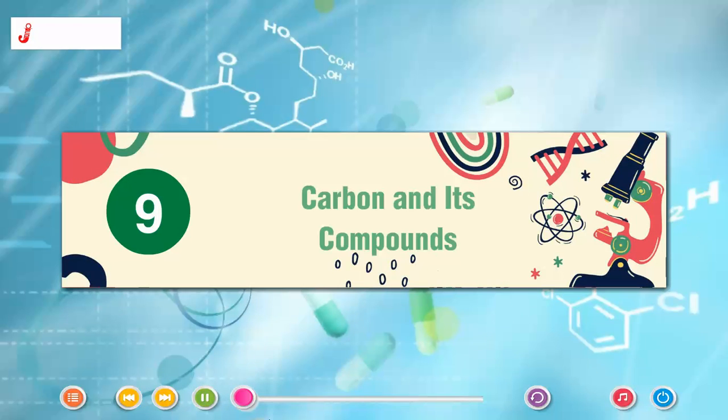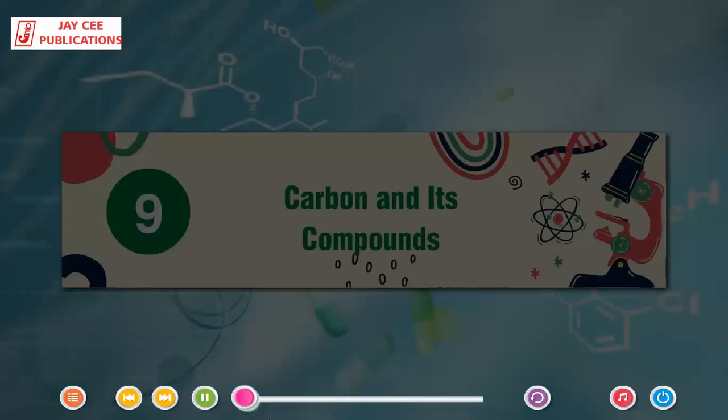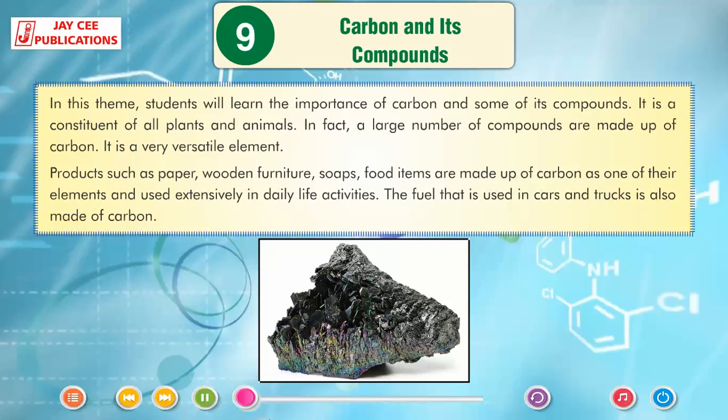Chapter 9, Carbon and its Compounds. In this theme, students will learn the importance of carbon and some of its compounds. It is a constituent of all plants and animals. In fact, a large number of compounds are made up of carbon. It is a very versatile element.